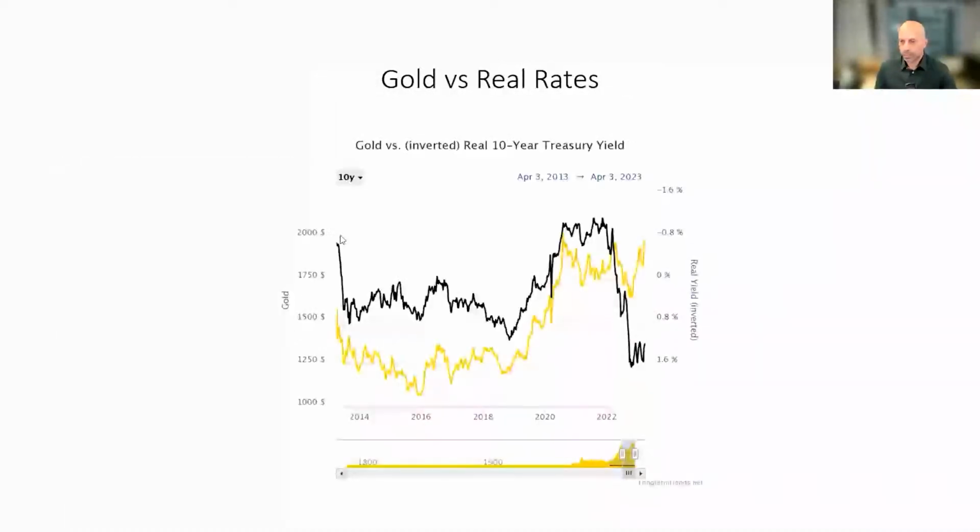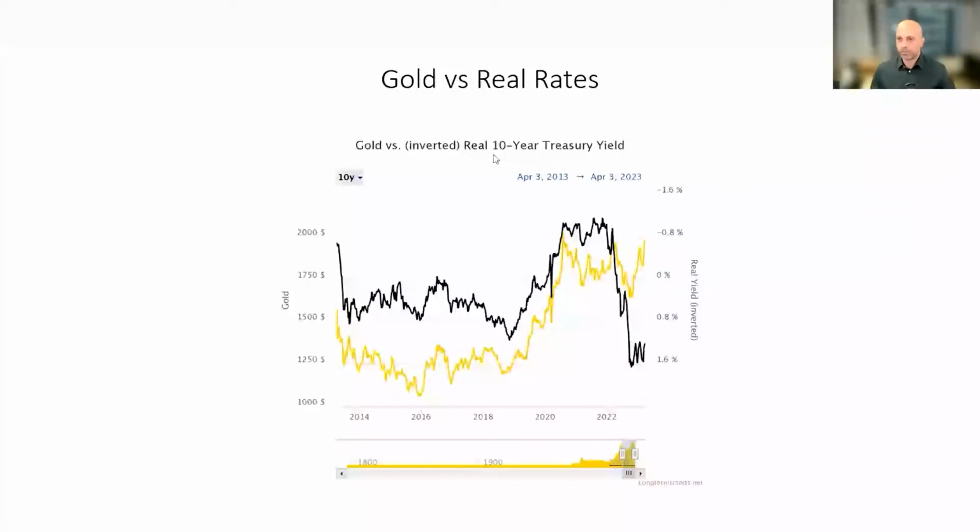Gold versus real rates. This is a chart that I would like to describe in detail to you guys, because this is what helps me guide the direction of gold on a larger time frame. What we're looking at here is the chart showing the price of gold with respect to real rates. The price of gold is in yellow and real rates are in black.